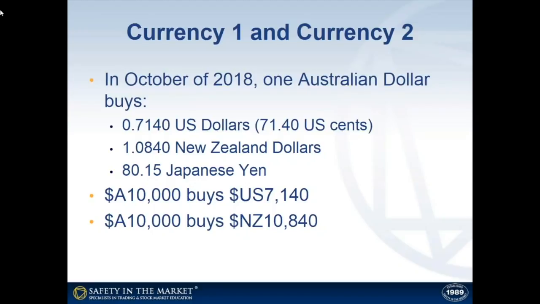It will buy you 10,840 New Zealand dollars. Again, we just move that decimal place 4 places along. And 10,000 Australian dollars will buy you 801,500 Japanese yen. Okay, again, we just move that decimal place to the right by 4 places.